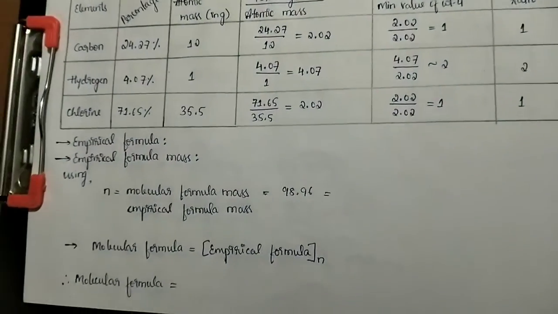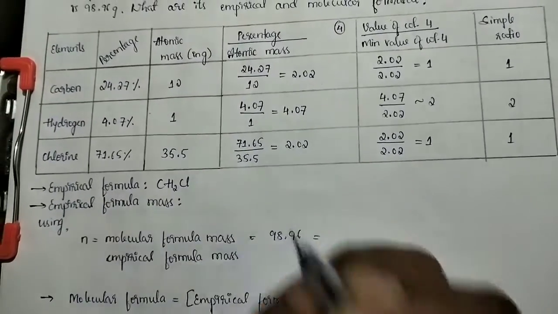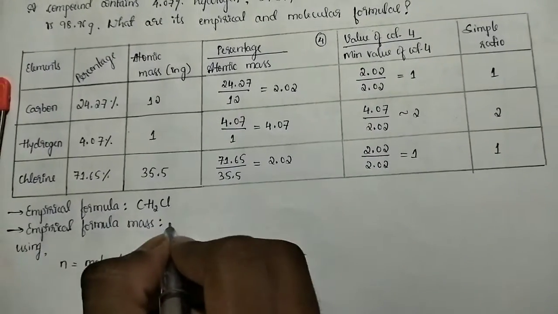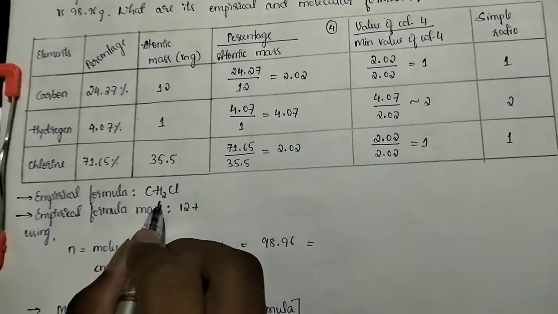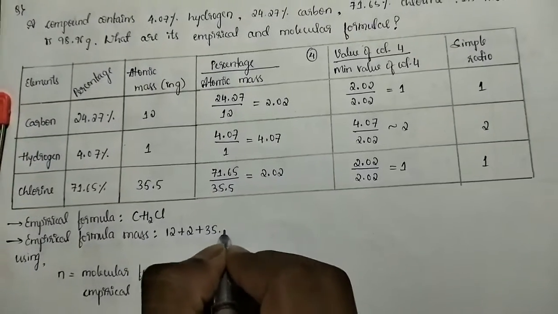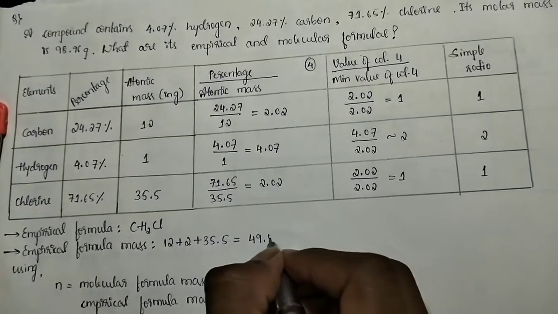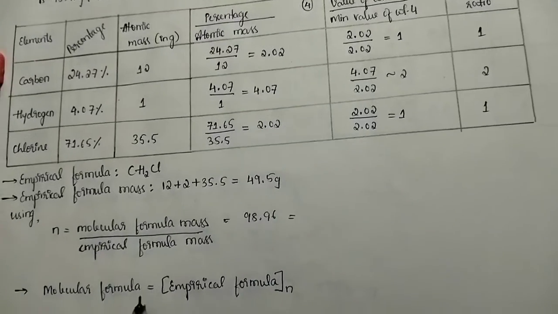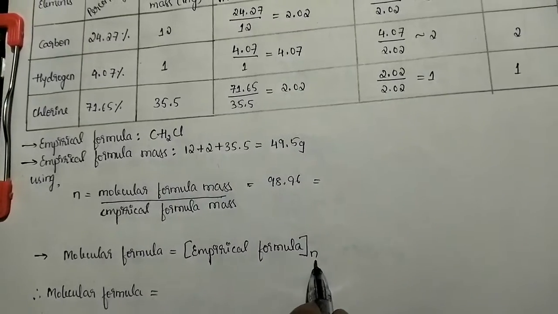Hence from the simple ratio we can write the empirical formula as CH2Cl. From this we can calculate the empirical formula mass as, for carbon it's 12 grams, for hydrogen it's 1 for an atom, and as there are 2 hydrogens it's going to be 2, and for chlorine it's 35.5. So the overall mass will be 49.5 grams.